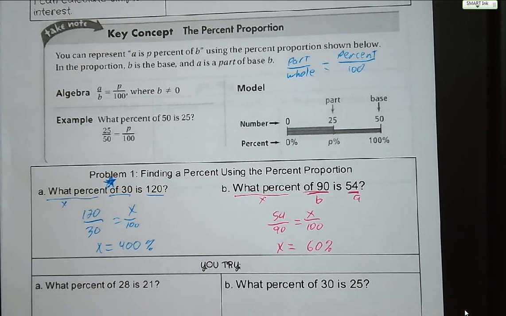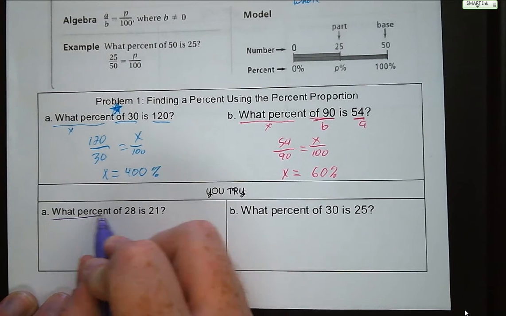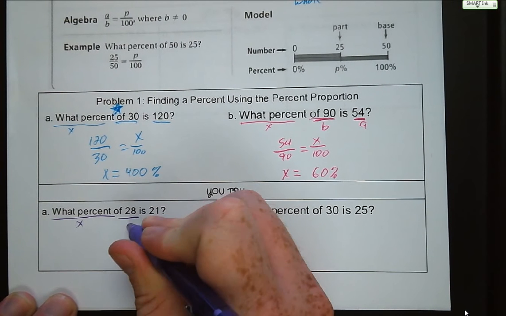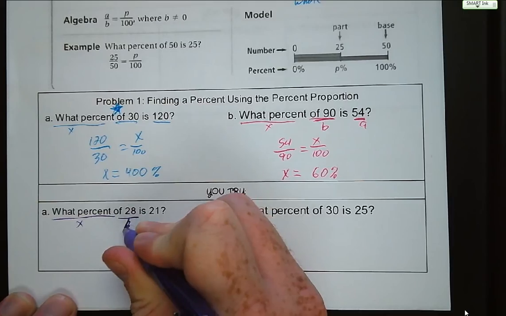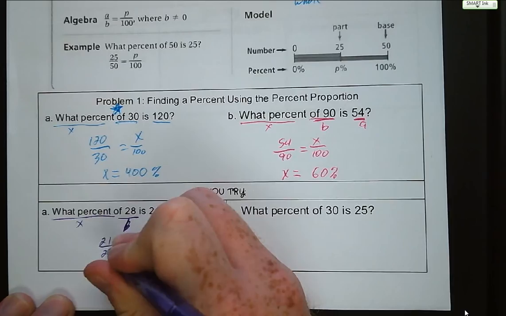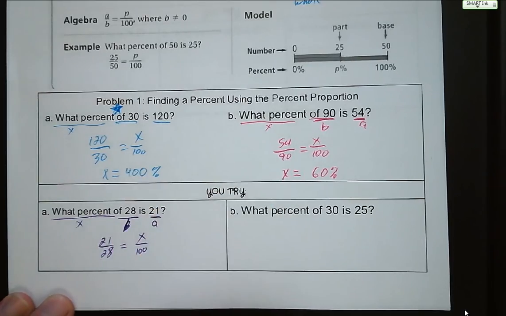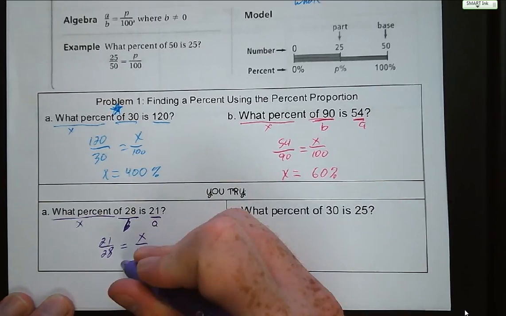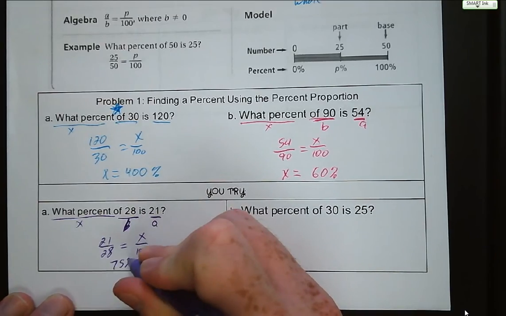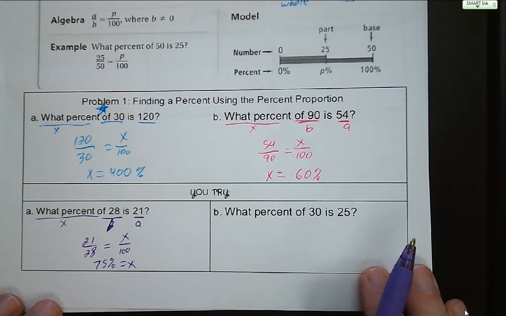Okay, I want you guys to try letters A and B, and then we're going to go over them. So in letter A, we're told what percent, our unknown, of 28, our base, is 21, our part. 21 over 28 is equal to x over 100. Do the math, and x is equal to 75%. 21 divided by 28 is 0.75 times 100 is 75%.